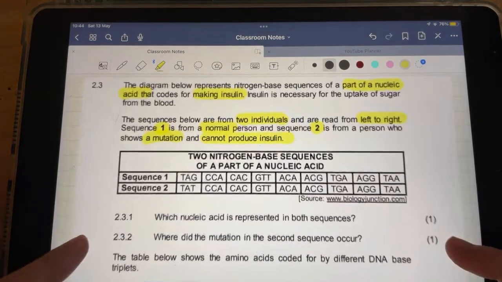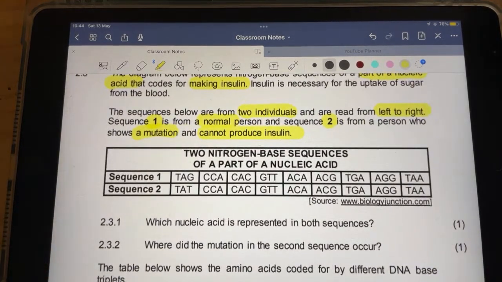Oh, you want me to zoom in? I can zoom in. Sorry, is that better, everybody? I was just looking to see the comments.